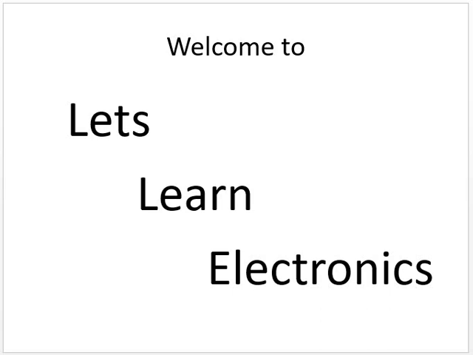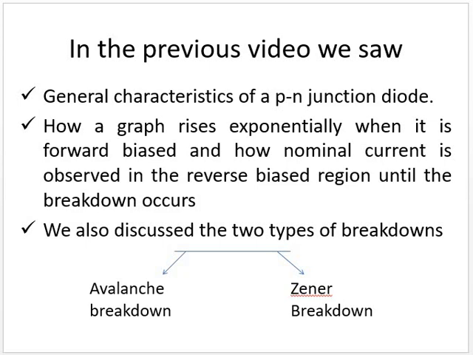So in the previous video I discussed how the diode characteristics curve is plotted. In the forward region, after exceeding a certain knee voltage, the current rises exponentially. In case of reverse bias, only a nominal current is observed, which is called reverse saturation current, until the breakdown occurs. I discussed the two types of breakdowns, avalanche and Zener breakdown.